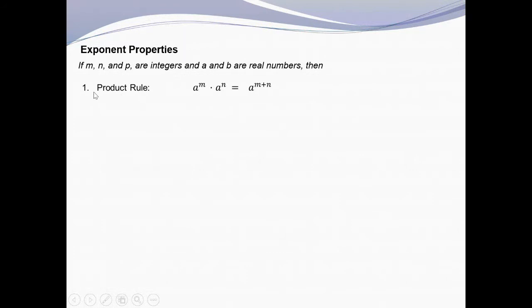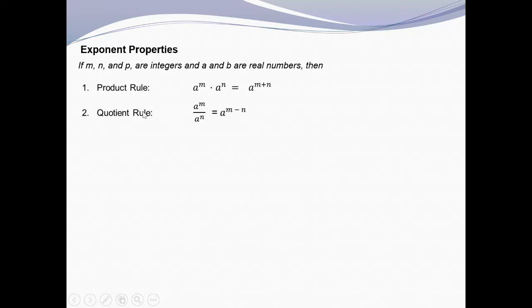So to begin, you guys have to know some properties, exponent properties. And here's the notation, which means if m, n, and p are integers and a and b are real numbers, then this is the product rule. The product rule states if you have a to the power of m times a to the power of n, then it equals a to the m plus n; you add the exponents.